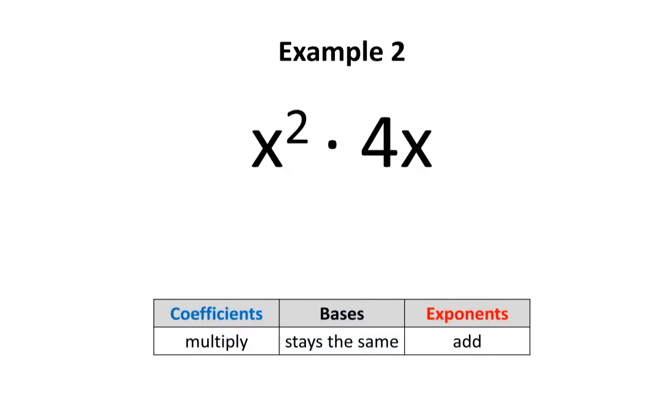In our second example, we have two terms being multiplied by one another. Again, this dot is just another way to represent a multiplication sign. The first thing we want to do is take a look at the coefficients. The first term has no coefficient, but if there is no coefficient, that just means there is a hidden 1. The second term has a coefficient of positive 4. We want to multiply coefficients. Therefore, positive 1 multiplied by positive 4 gives you positive 4.